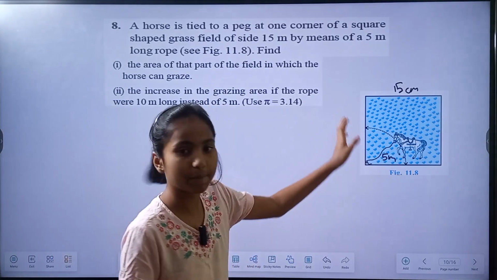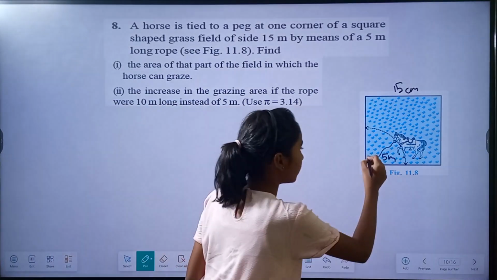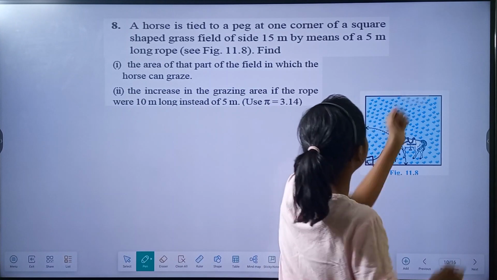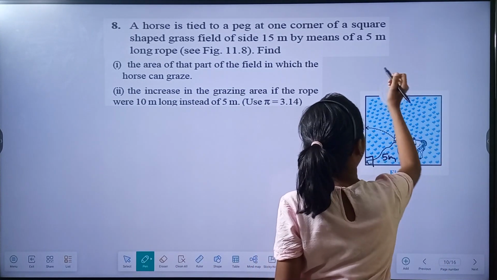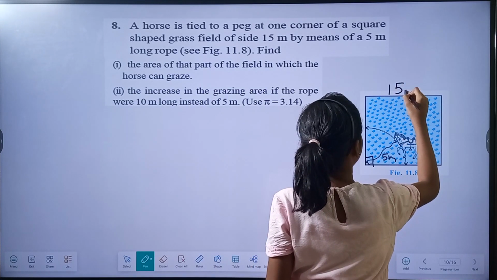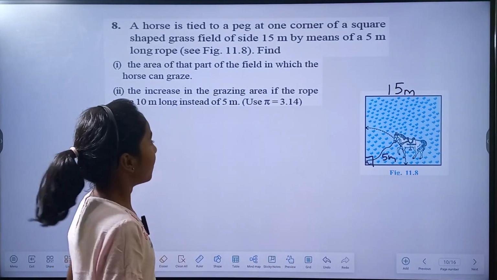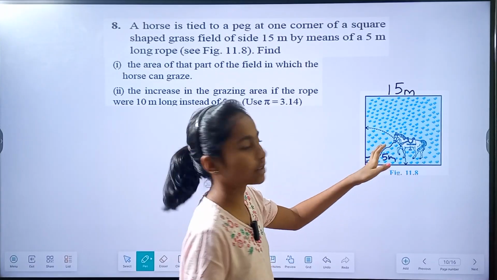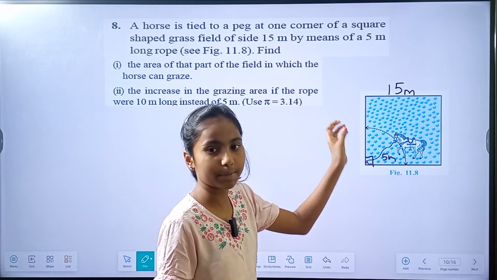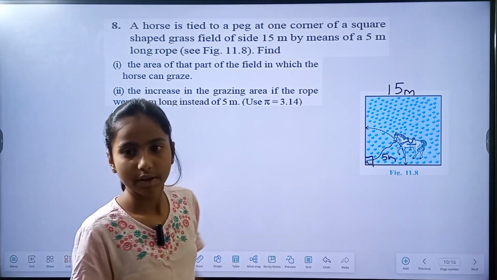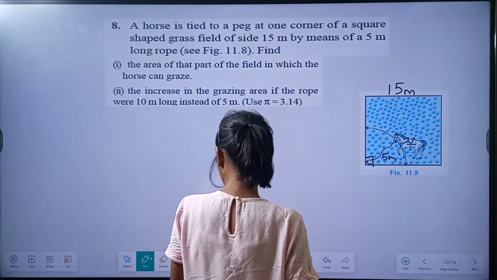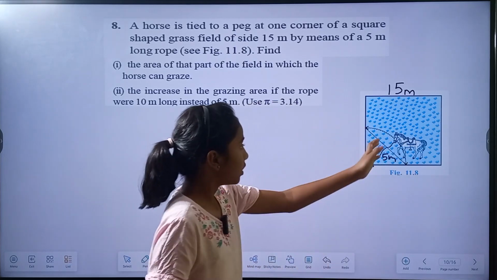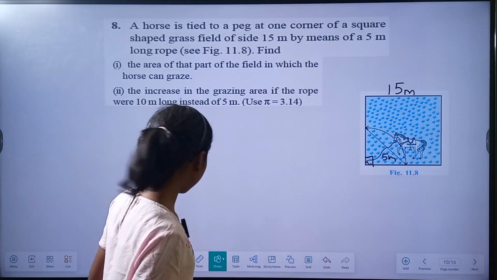Because it is a square grass field, the angle will be equal to 90. So if this is the 90, this is the part that the horse can graze. They are asking us to find the sector of the circle, where the angle at the center is 90. This is the chord, and this whole part is the sector. We have to find that sector.